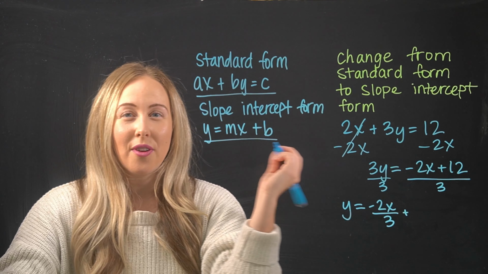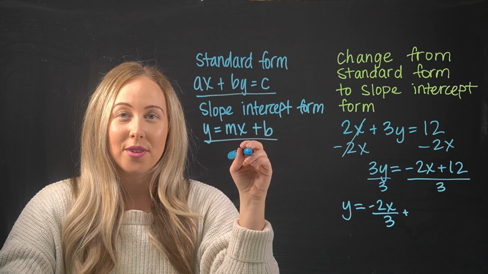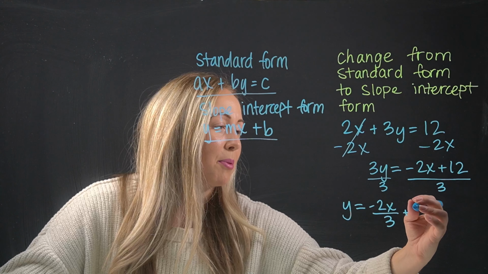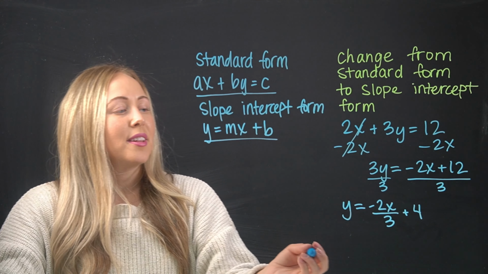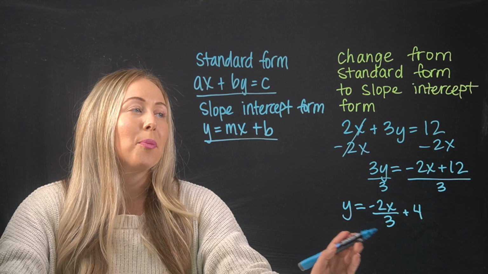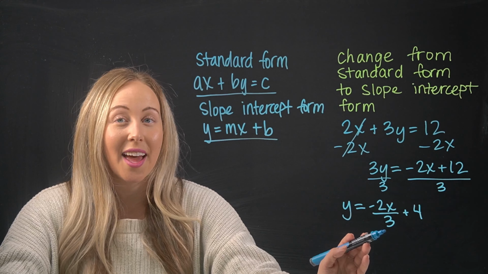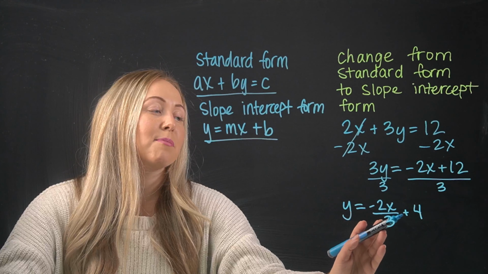What is 12 divided by 3? How many times does 3 go into 12? 3 goes into 12 4 times, so it's going to be plus 4. So we can see that we have it beautifully in slope-intercept form. We have y equals something, so negative 2/3, which is m, which is our slope, x plus 4.